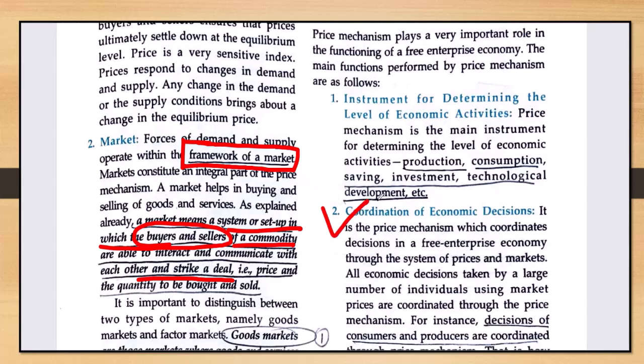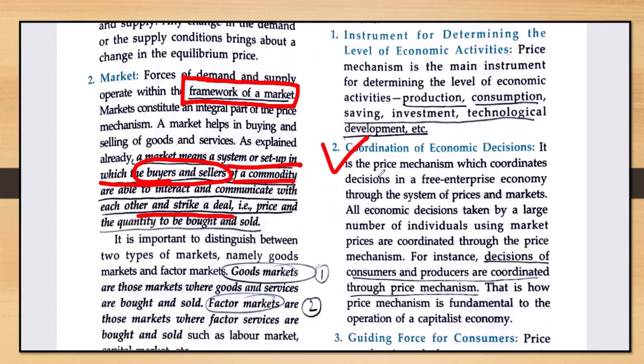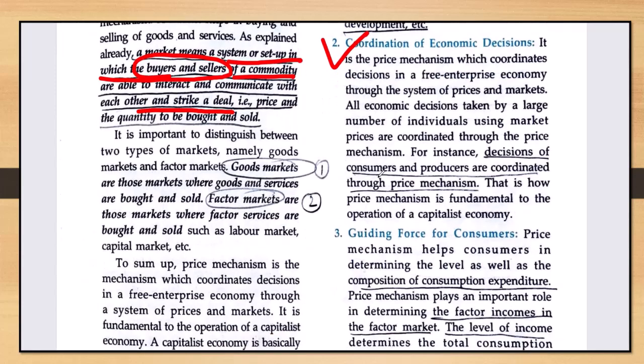Then, coordination of economic decisions. It is the price mechanism only which basically coordinates the free enterprise economy through the system of prices and market. Remember, we are in a capitalistic economy. So in a capitalistic economy, price mechanism, that is the functions of demand and supply, and then getting to know the price of the particular commodity, is very important, as it coordinates various other economic decisions. Free enterprise economy means basically the capitalistic economy.